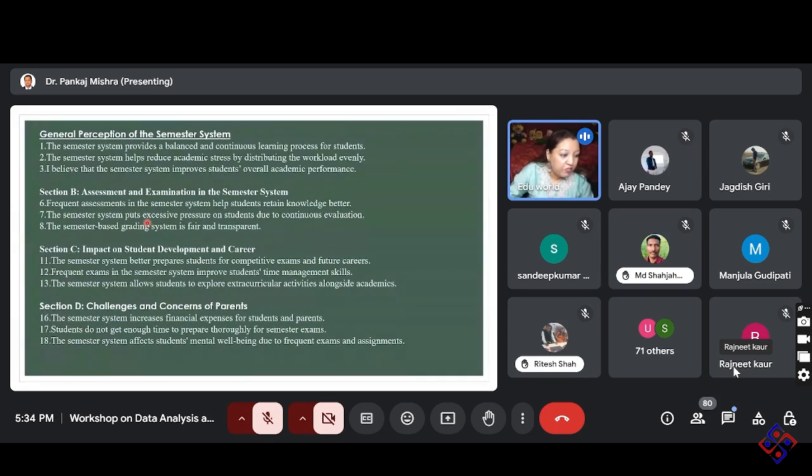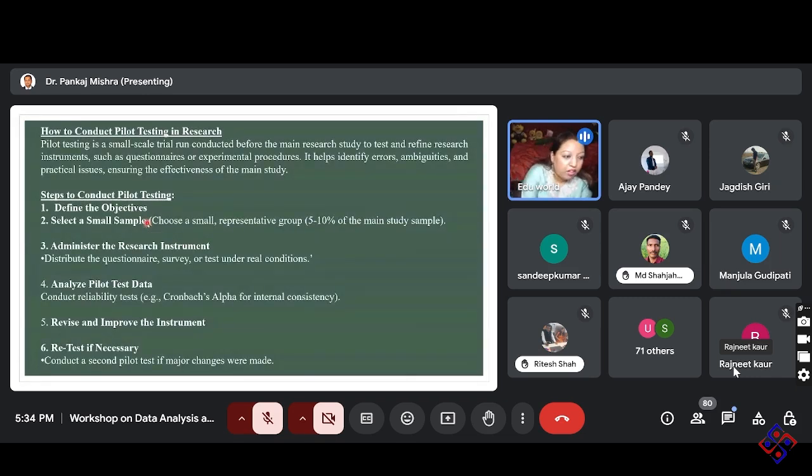So in this way, these are the constructs. See, section B, assessment and examination. As I have told, these are the constructs, and based on these constructs, items are being framed. See, this section C is related with impact on student development and career. So items are being framed based on this construct. Whenever you are framing a questionnaire, you should frame it based on the construct. First, you have to set the construct, and based on those constructs, you will frame your items. Okay. Next one.